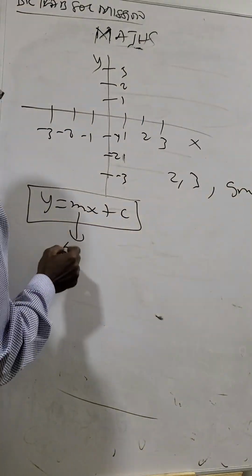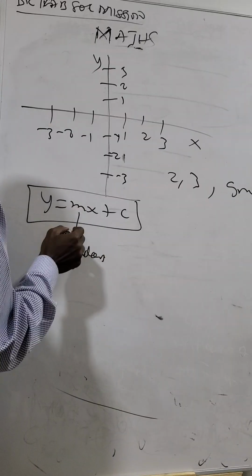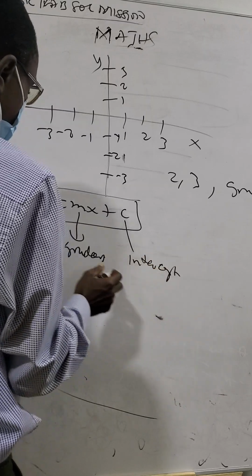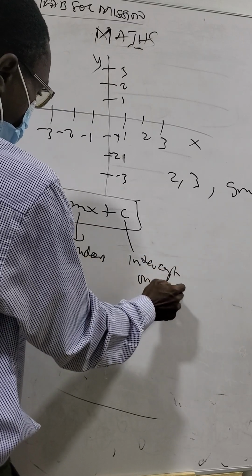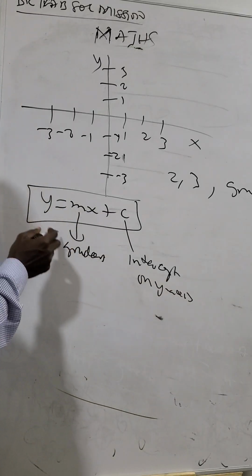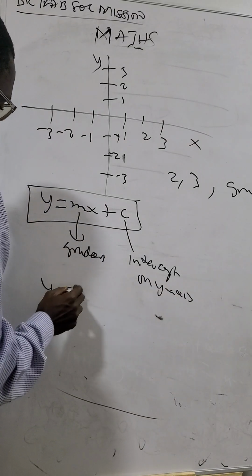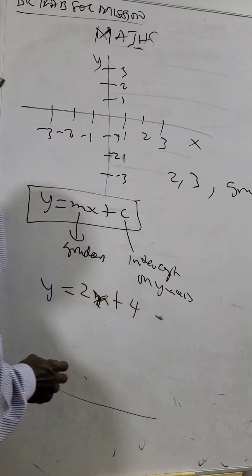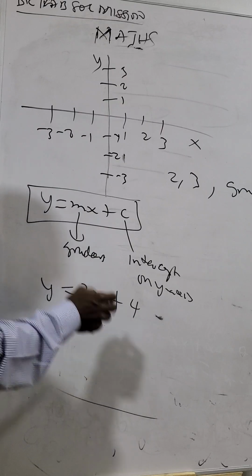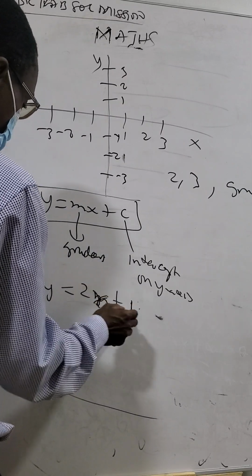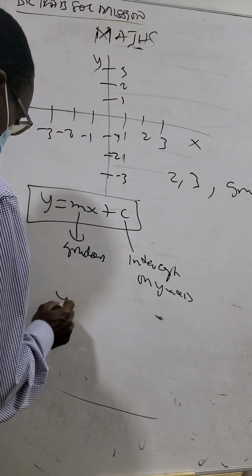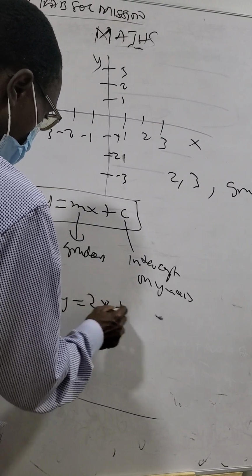Remember, this is the gradient. When it is expressed like this, m is the gradient, and c is the intercept on the y-axis. Okay, so let's say y is equal to 2x plus 4. Okay, let's say plus 1, so that it will be easier for us. y is equal to 2x plus 1.